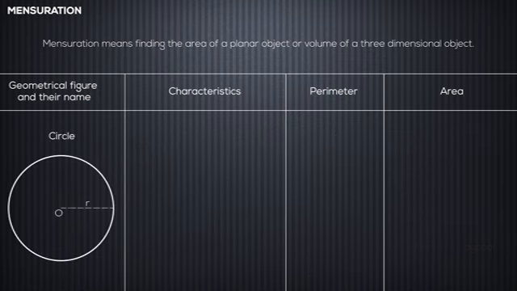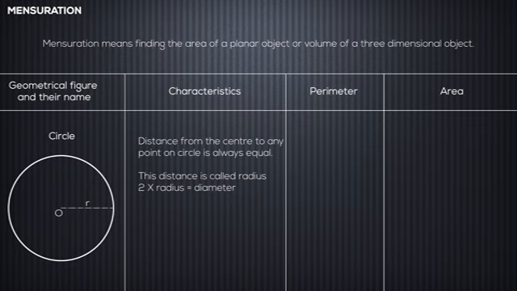Circle. In a circle, the distance from the center to any point on the circle is always equal. This distance is called the radius. The diameter of a circle is twice its radius. The perimeter of a circle is given by 2 pi r. And the area of a circle is given by pi r square.